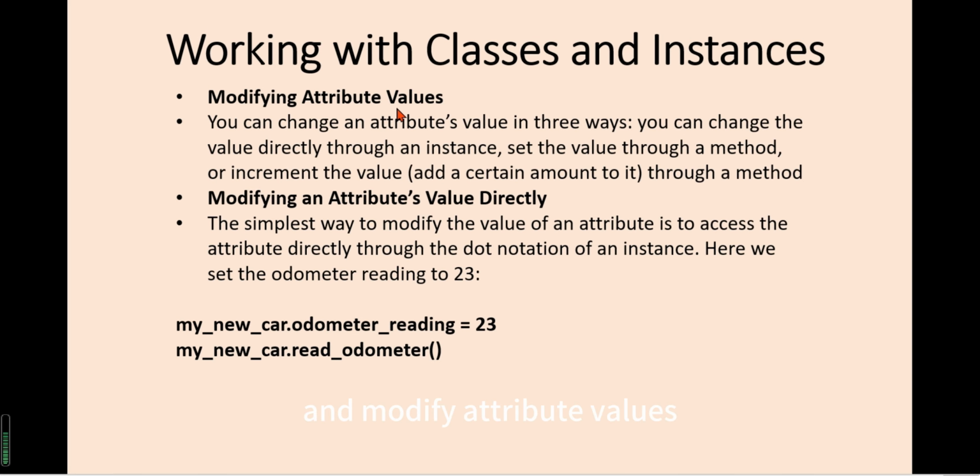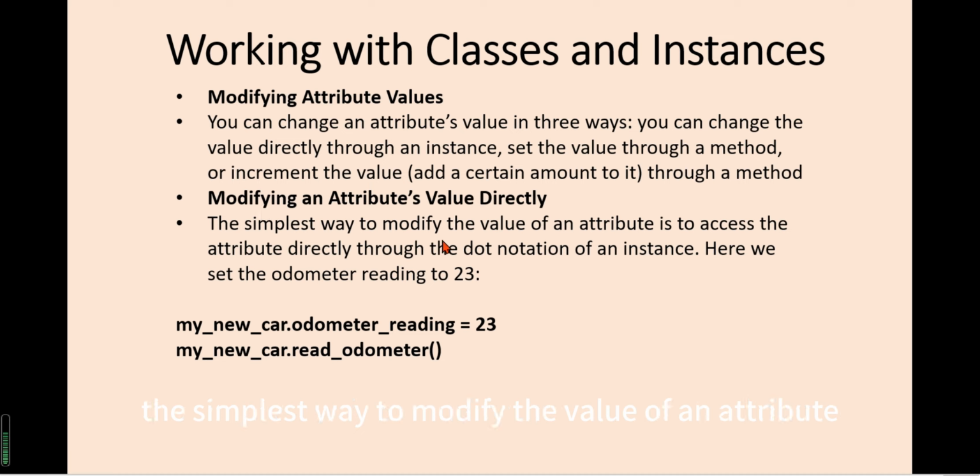And modify attribute values. You can change an attribute value in three ways. You can change the value directly through an instance, set the value through a method, or increment the value, add a certain amount to it, through a method. So first, modifying an attribute value directly.